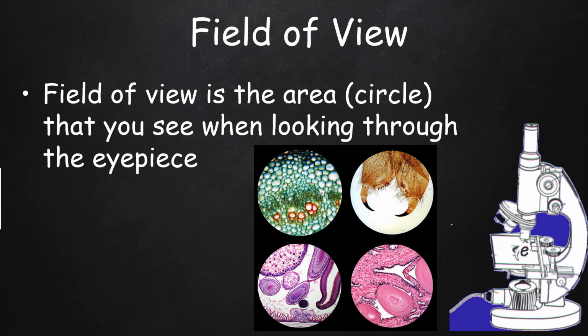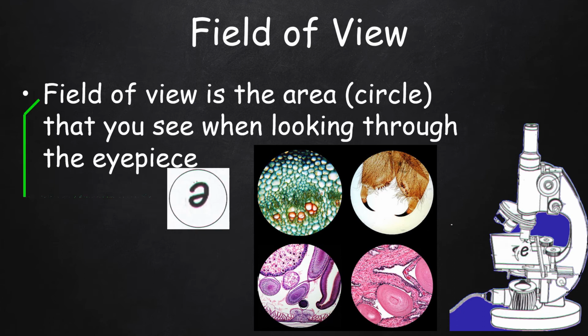On the stage condenser, you would see now yung tinatawag na field of view. Ano nga ba yung field of view? Ito yung area or circle that you see when looking through the eyepiece. So ito yung mga nakikita mo once you study under a microscope. So yung mga bilog na yan, just like this one, these are the field of view of a microscope.